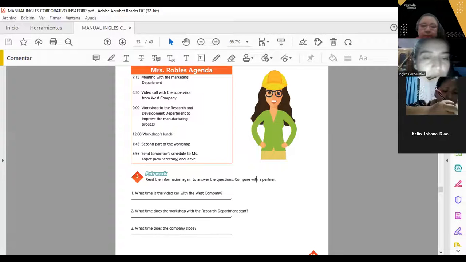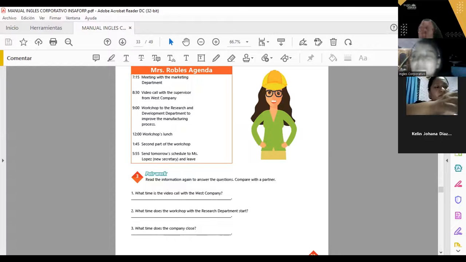Tomorrow, we'll do Mrs. Lopez, the new secretary, and leave. Okay, continue. Voy solo con los números y tengo problemas. That's why you have to practice. Begin.